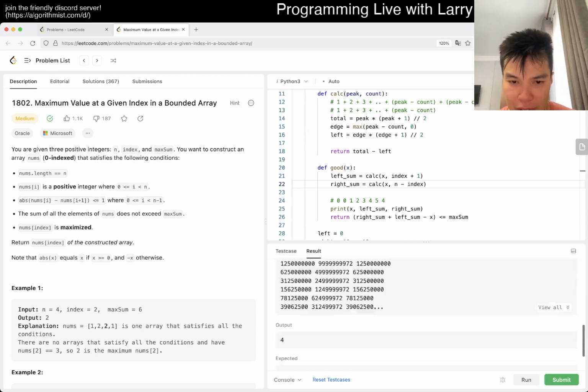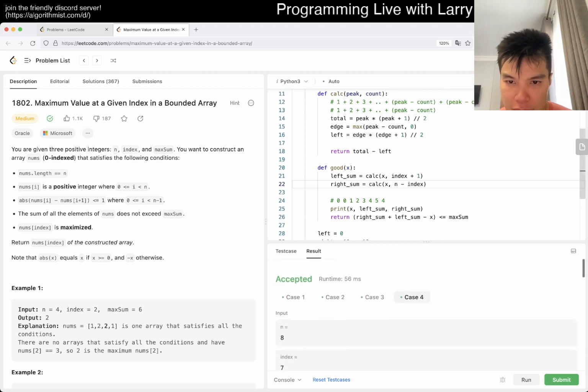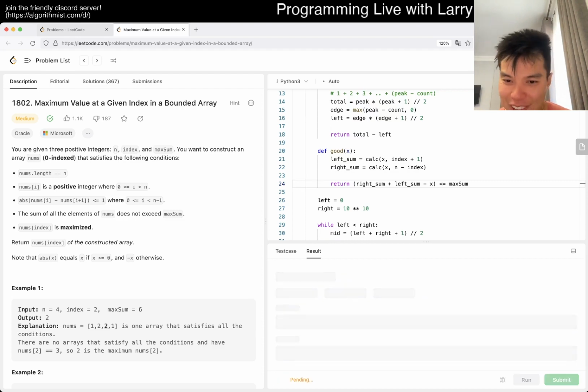Okay, now it's right. I don't know why this was... Oh, okay. I think I misread this one on the 7th index. For index is equal to 7, it's actually the 8th number. And then it just kind of cancels each other out. Okay, fine. Hopefully this is right now. And yeah, this.